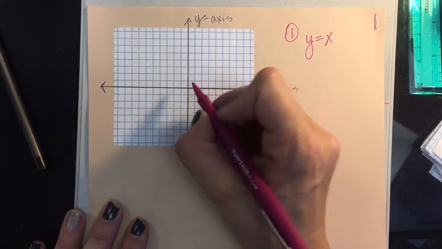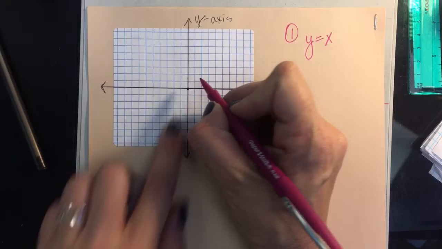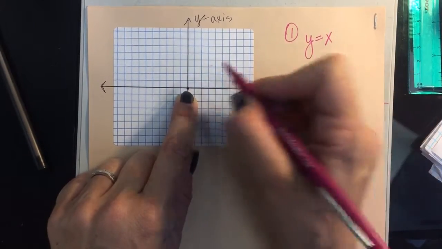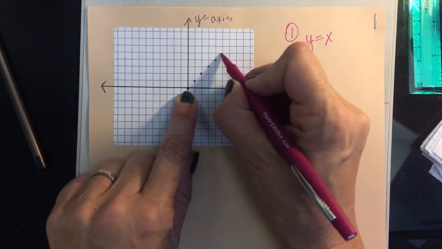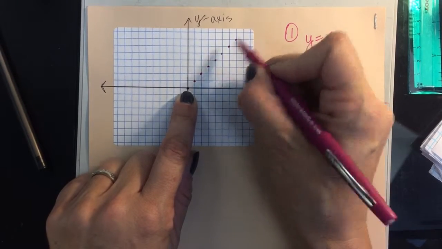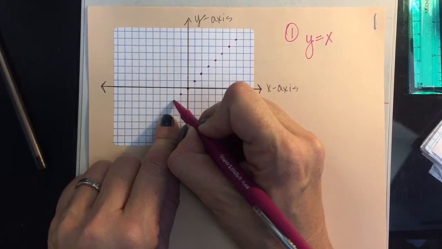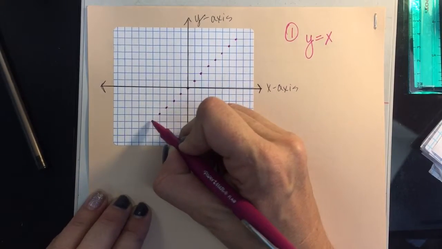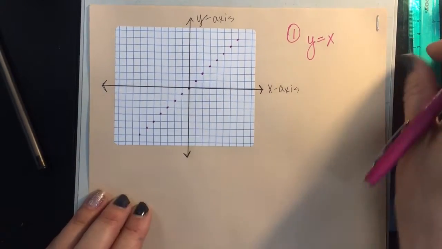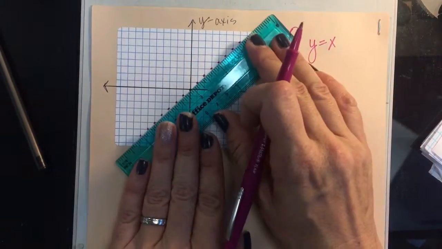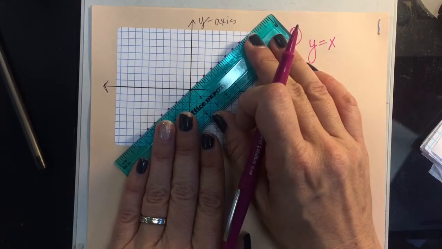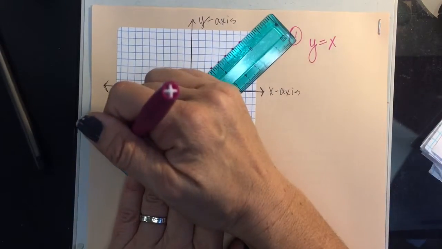If y equals x, the line is going to go through the origin, where 0 is equal to 0. Y equals x: 1, 1; 2, 2; 3, 3; 4, 4; 5, 5; 6, 6; negative 1, negative 1; negative 2, negative 2. Sometimes people like to talk about it as the diagonal line through the coordinate plane. So our y equals x line needs to be graphed.